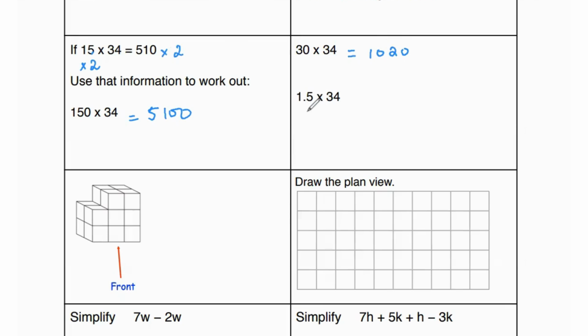Now lastly, it's 1.5 times 34, which means we're dividing 15 by 10. So that's going to leave us with 51. That's how you calculate these calculations based on the given one.